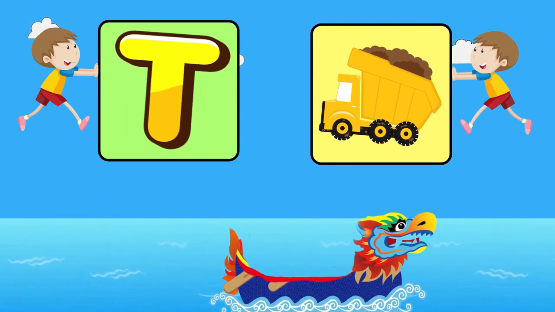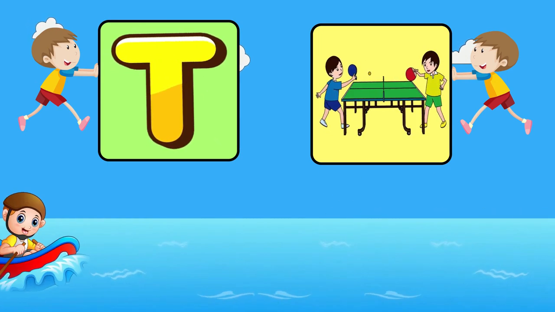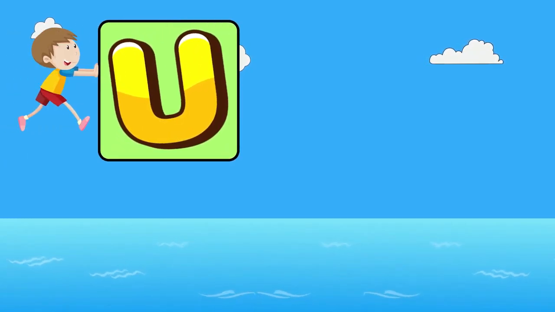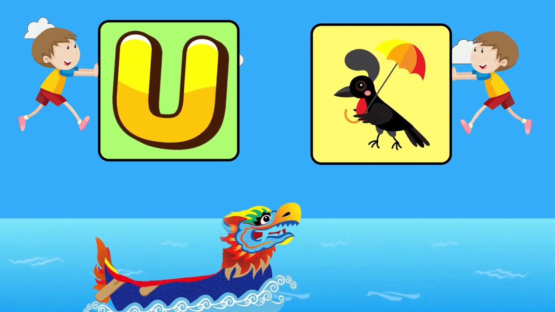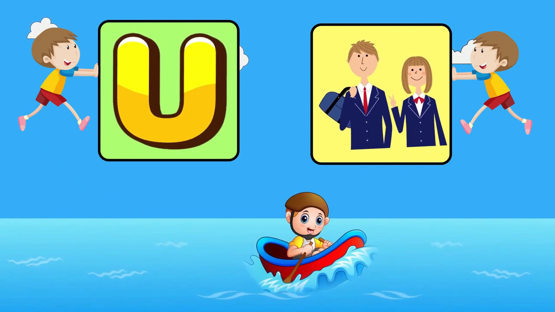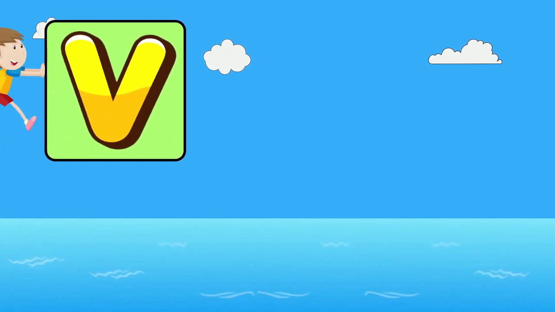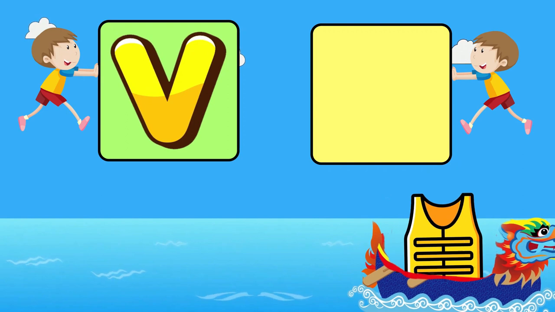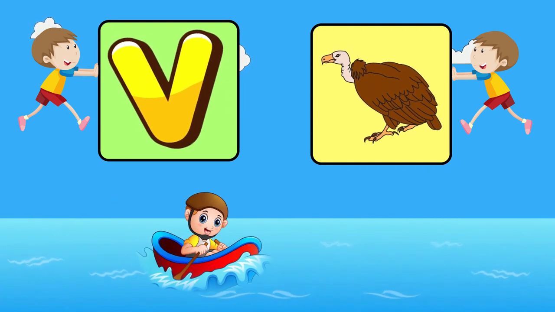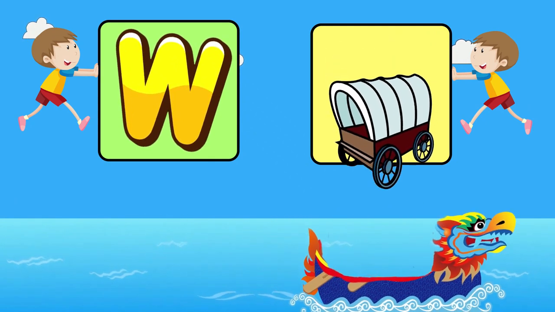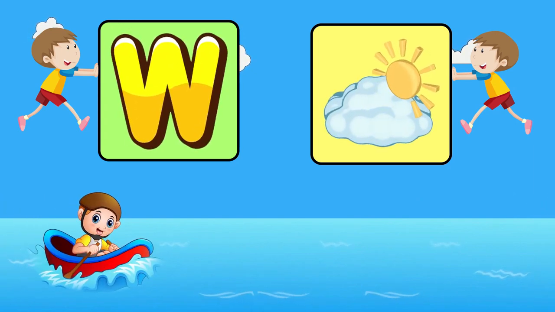T for truck. T for table tennis. U for umbrella bird. Beautiful uniform. V for vest. V for vulture. W for wagon. W for weather.